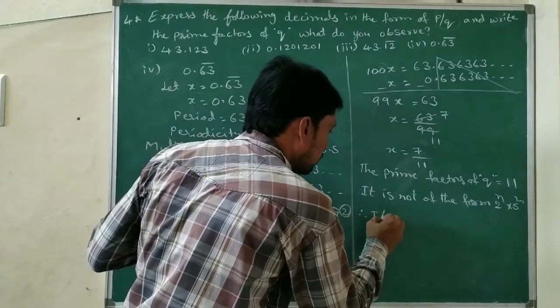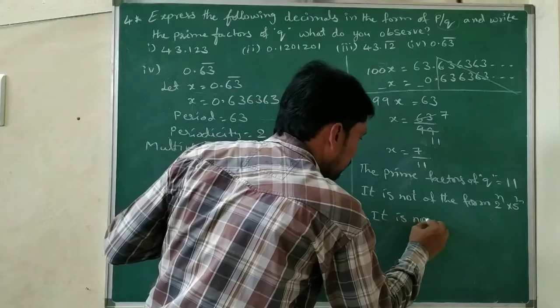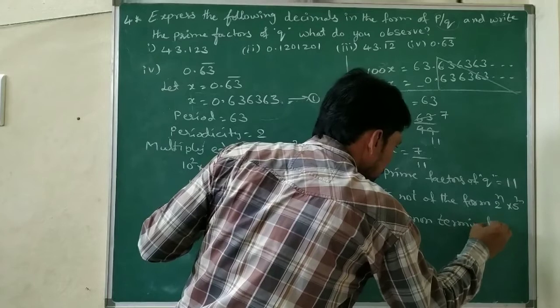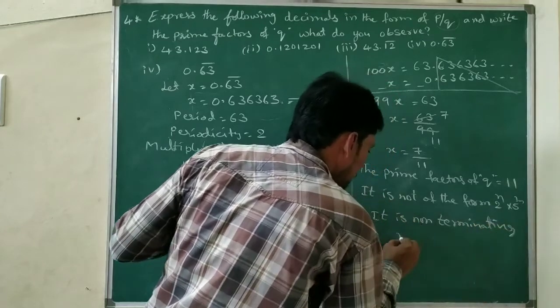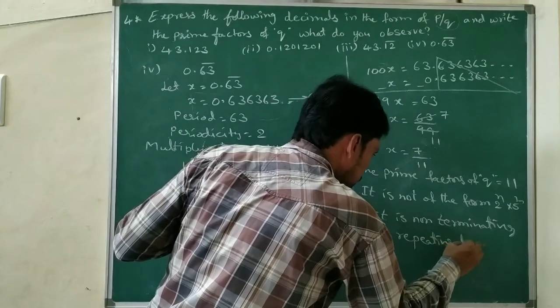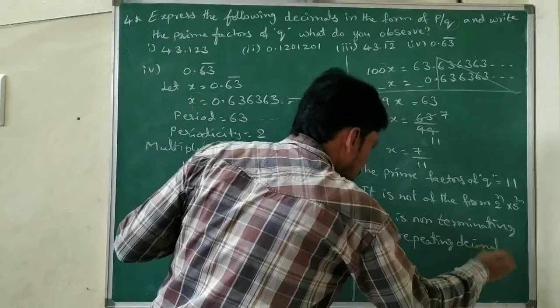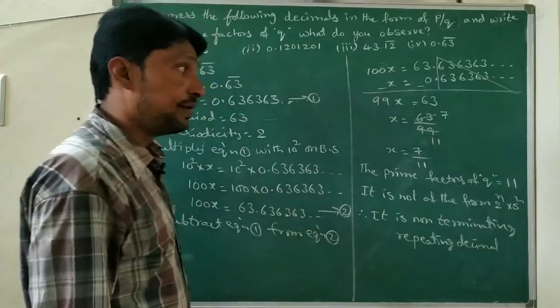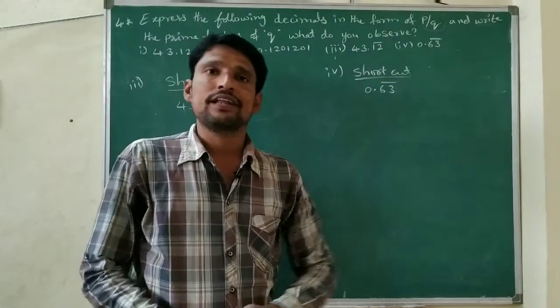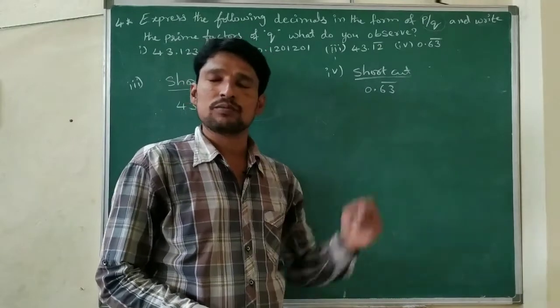Therefore, it is a non-terminating repeating decimal. For non-terminating repeating decimals, I want to show a shortcut method.